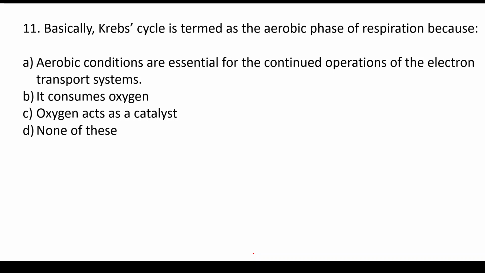Moving towards the next question. Basically, the Krebs cycle is termed the aerobic phase of respiration because aerobic conditions are essential for the continued operation of the electron transport system, that is the ETS system. It consumes oxygen. Oxygen acts as a catalyst, or none of these. So the Krebs cycle is termed the aerobic phase of respiration because, it's a pretty straightforward question.